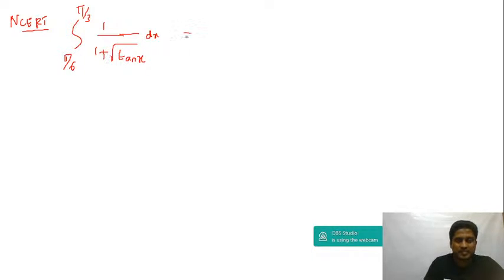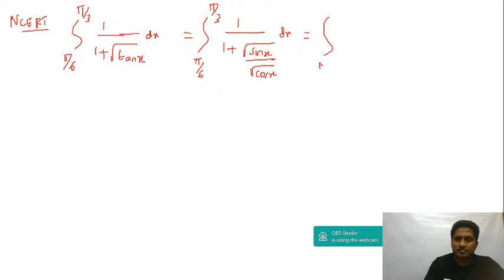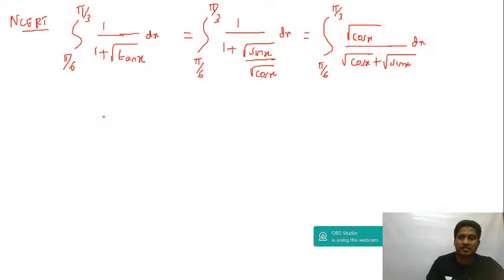Okay, let me tell you, guys, listen. This is pi by 6 to pi by 3. 1 upon root tan x can be written as root sine by root cos. Cross multiply and shift to numerator. If I cross multiply and shift to numerator, this becomes pi by 6 to pi by 3, root cos x upon root cos x plus root sine x, and then dx.